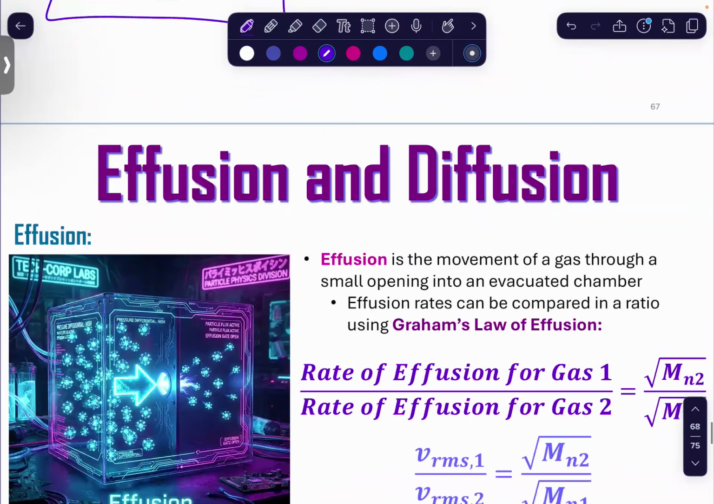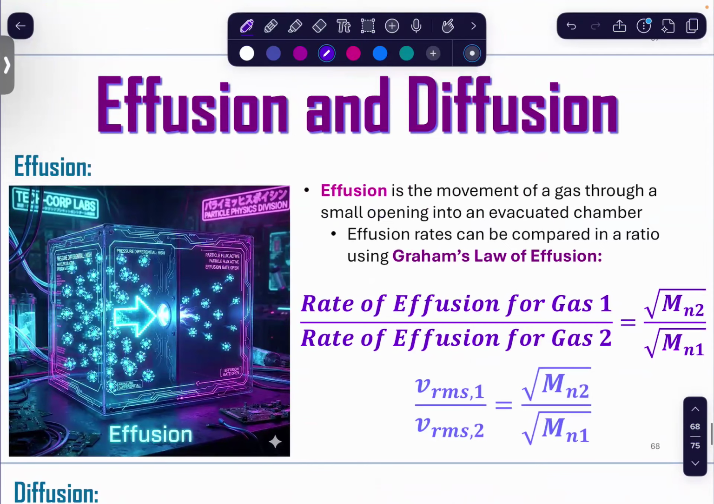Okay, so let's talk about effusion versus diffusion. So effusion is, imagine you have a chamber. The two sides are blocked off. One side is a vacuum. There's nothing there. The other side has gas in it. Effusion is the movement of the gas through a small opening into an evacuated chamber.